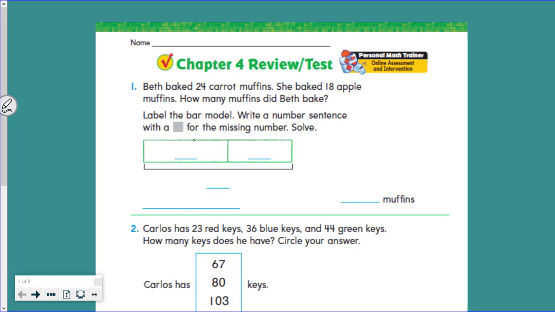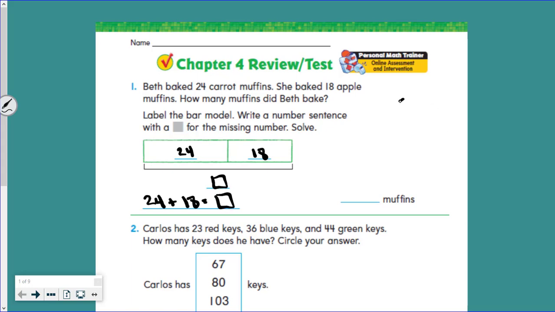Okay, so the bar model should look like this. So 24 is the bigger number, so it goes in the bigger box. So she baked 24 carrot muffins. She baked 18 apple muffins, right? And we don't know what number goes here yet. And so then we're going to make a number sentence for this. So one part plus another part equals box. And so we have to solve 24 plus 18.